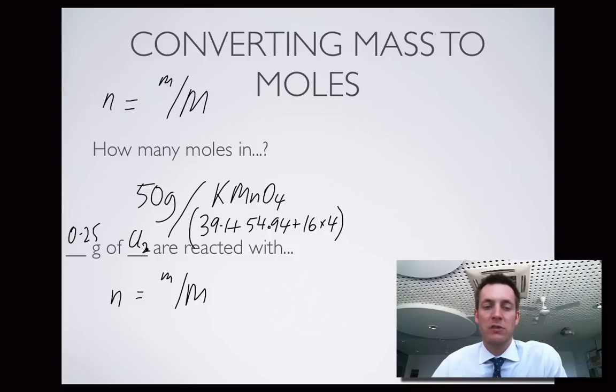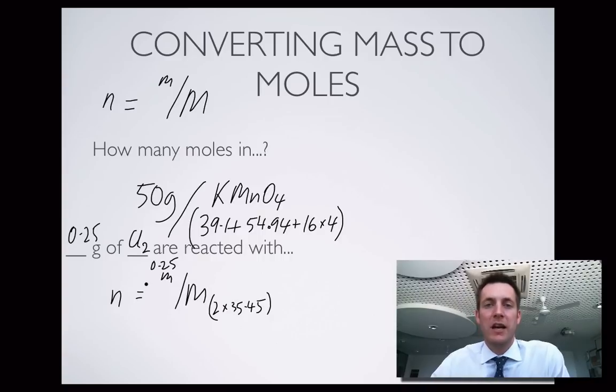Chlorine has the formula Cl2. Remember, it's a diatomic one. So 0.25 grams. So mass is 0.25 grams. The molar mass, well, that's 2 times 35.45. So figure out what 2 times 35.45 is, divide 0.25 by it, and you've got the number of moles of chlorine that you've got here.